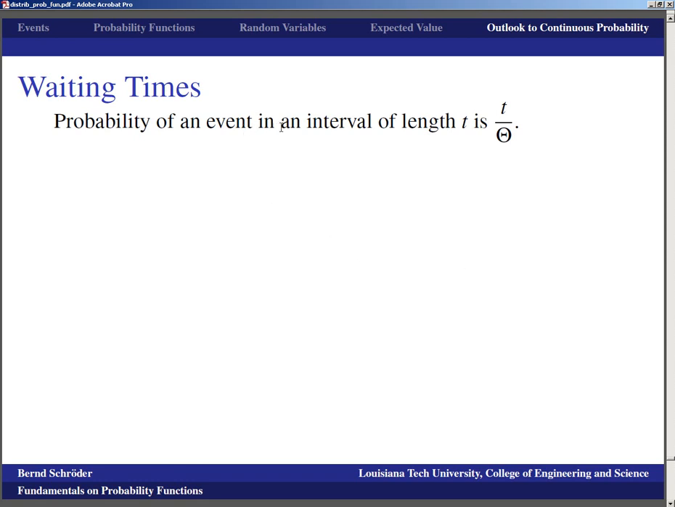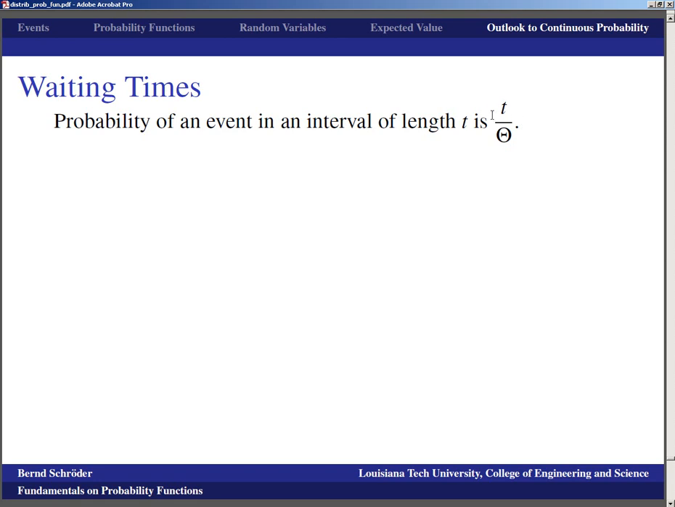The probability of an event happening in an interval of length t typically is t over theta, where theta tells us something about how likely this thing is to happen in a certain time frame. And then, similar to what we had before, the longer you wait, the larger your probability will be.